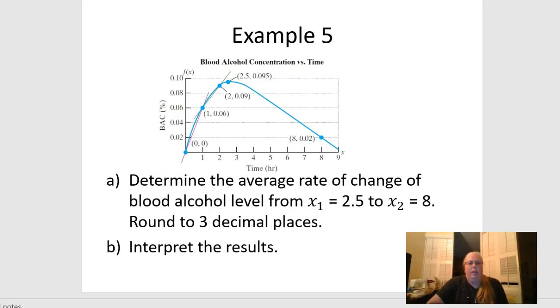Example 5. A. Determine the average rate of change of blood alcohol level from x1 equals 2.5 to x2 equals 8. And we're going to round this to 3 decimal places. Okay. So the rate of change is pretty much just asking us to find the slope. The slope of the line that connects 2.5 to 8. All right, so that's going to be this point right here and this point right here. So if we can draw a line in here, let's see if we can do that.